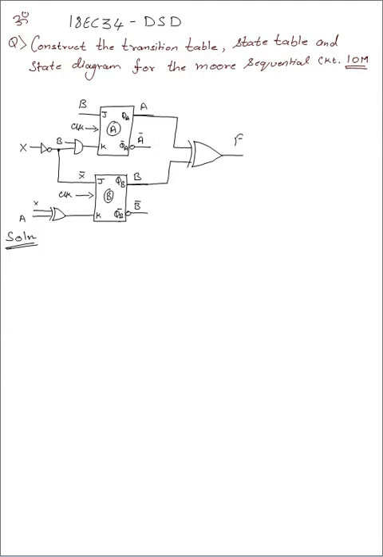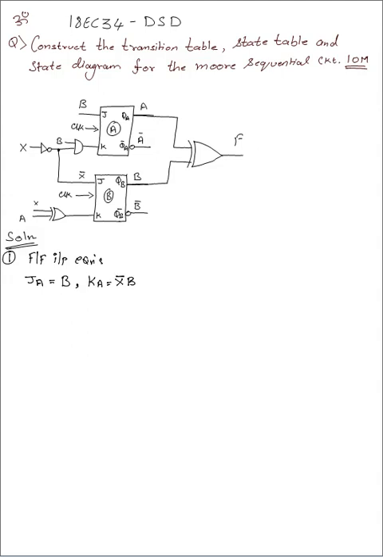Okay, now the first step is to determine the flip-flop equations. We need to find the flip-flop input equations. Now we have two flip-flops, flip-flop A and flip-flop B. Because they are JK flip-flops, the first input would be JA. So JA, from the figure we know, is B. Similarly, KA is given by x complement into B.